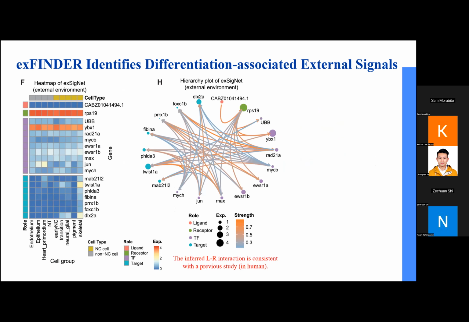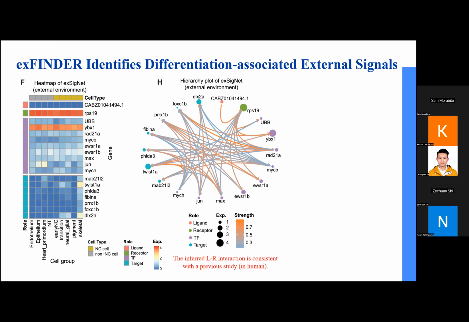And the next part is that we actually found another ligand. This ligand has a very low expression for all cell groups, both neural cluster cells and non-neural cluster cells. So we can only say that this inferred ligand receptor interaction is consistent with a previous study, but experimentally we do not have data to prove that.